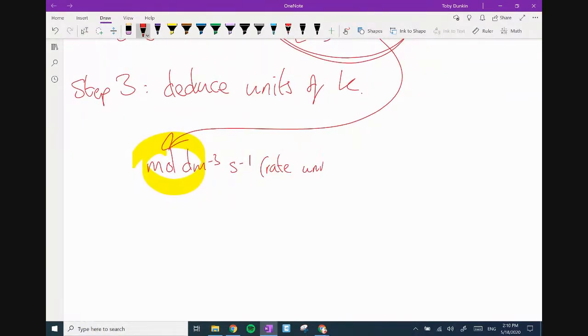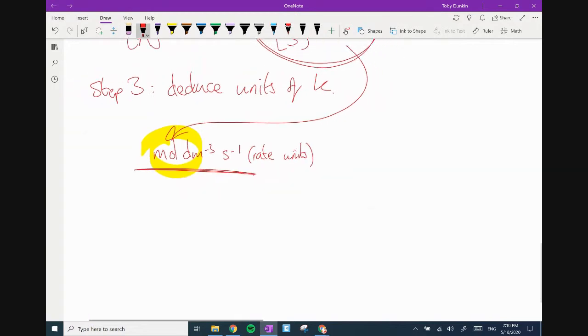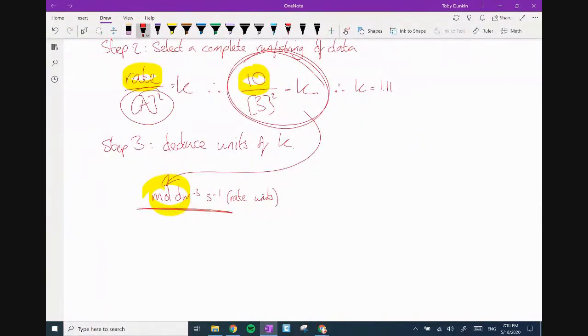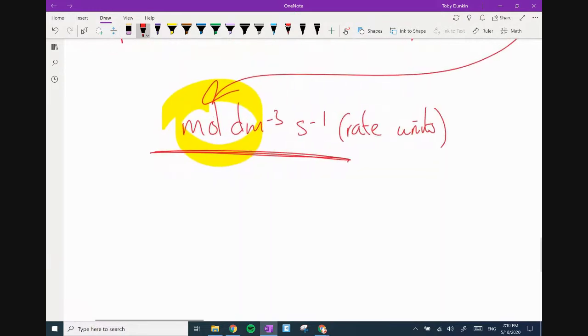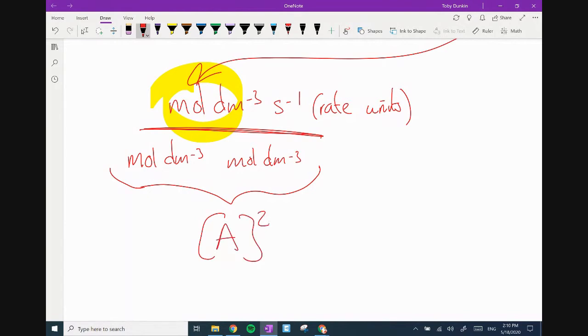Rate units. Next, that is over A squared. Well, that's the same as A times A. So that's 2 sets of units for A. A is appearing twice. Now, A was moles per dm cubed. It was a concentration, but there are 2 of them. The reason why there are 2 is because A is to the power of 2.